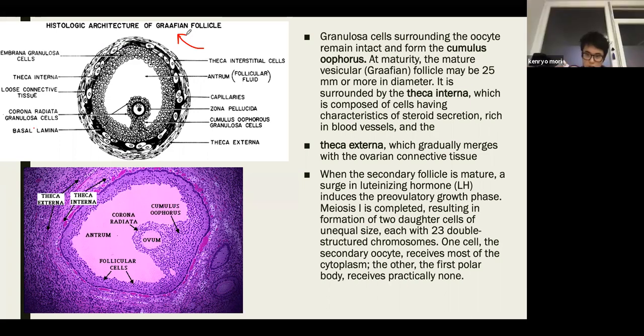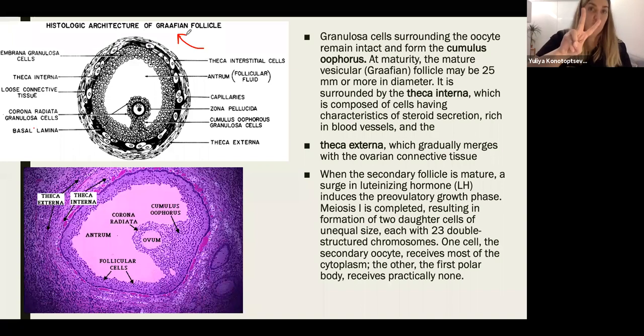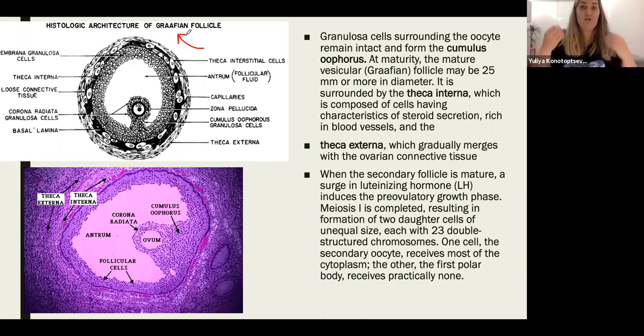Non-identical, because I'm going to have 2 follicles. I'm going to have 2 tertiary follicles, 2 oocytes. These 2 oocytes are going to get fertilized by 2 spermatozoa. So completely different human beings are going to arise, right? So 2 non-identical or fraternal twins.